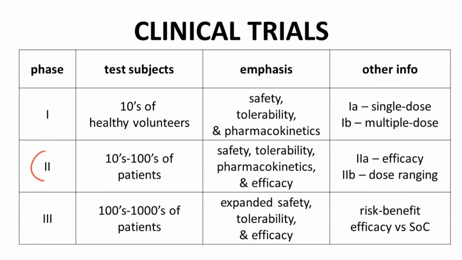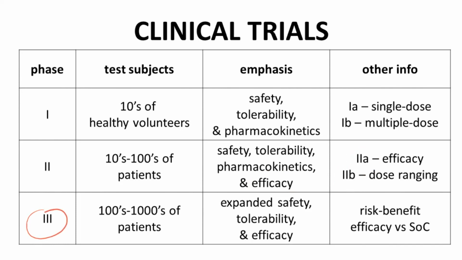For Phase 2, the compound is now tested in tens to hundreds of patients. While safety and pharmacokinetics are still studied, now the test subjects have a disease, and the study also monitors whether the compound works, the efficacy of the drug. Phase 2A trials look for evidence of efficacy, and Phase 2B trials focus on the ideal dose for achieving efficacy.